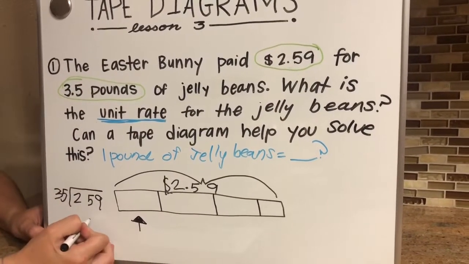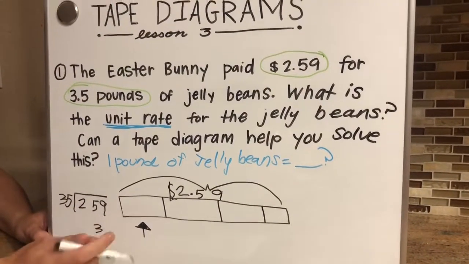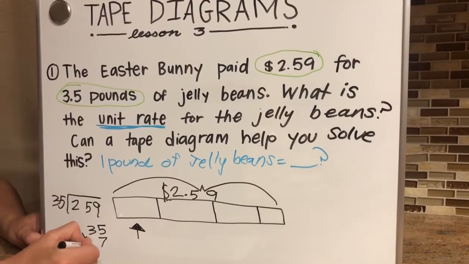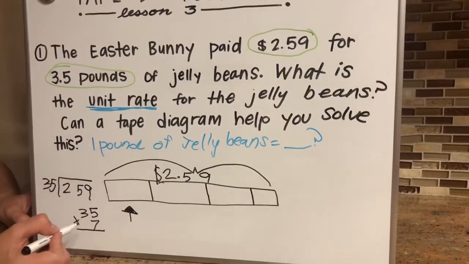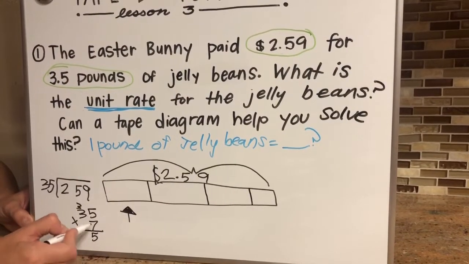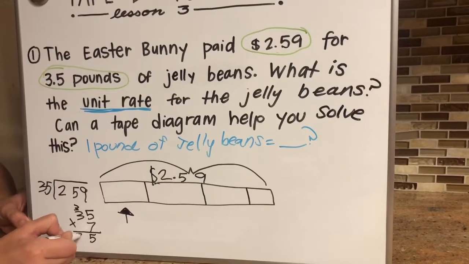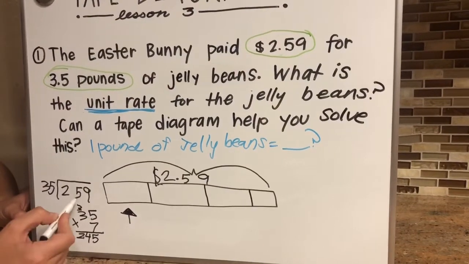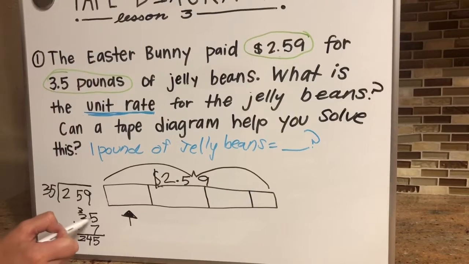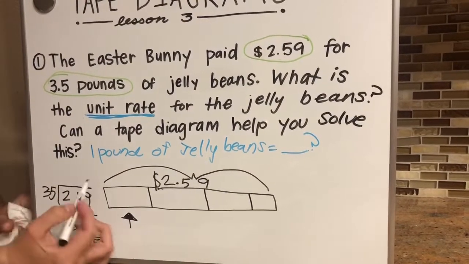If I do 35 times 7, let's see. I have 7 times 5 is 35. Bring the 3 up here. 7 times 3 is 21 plus 3 is 24. So 245. I think that's closest because, again, we're multiplying by 35, and if we add 35 to that, it's going to be more than this number. So let's go ahead and put our 7 up here.